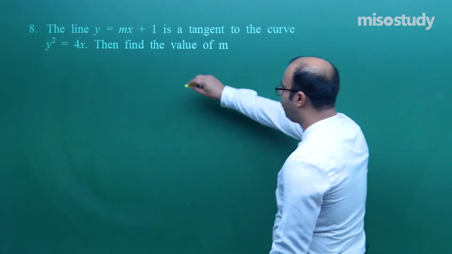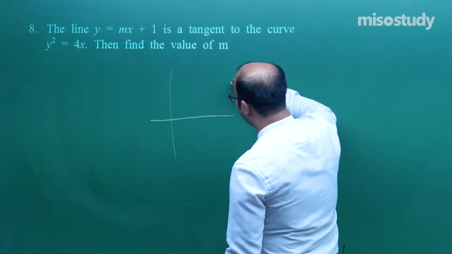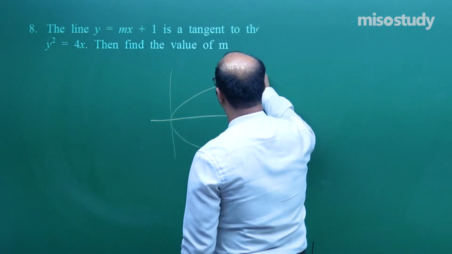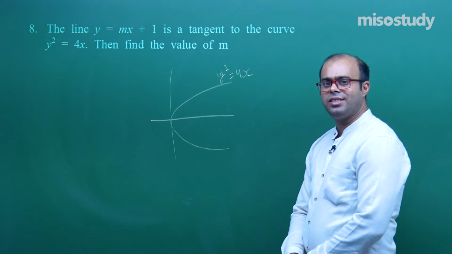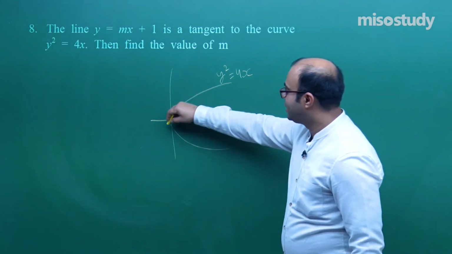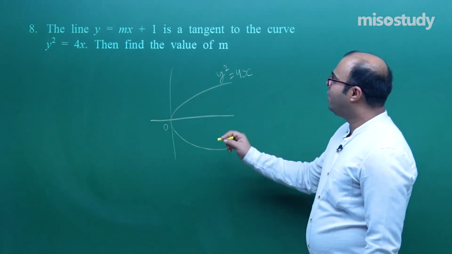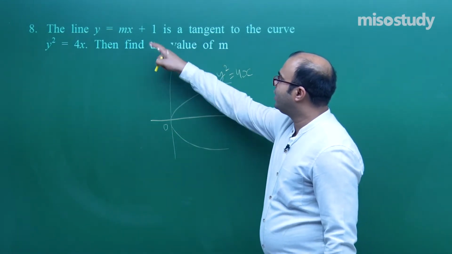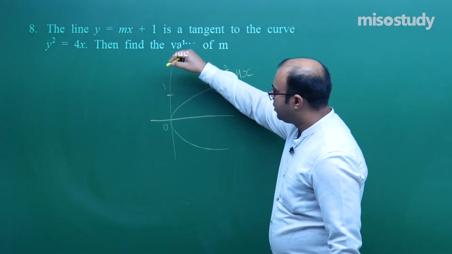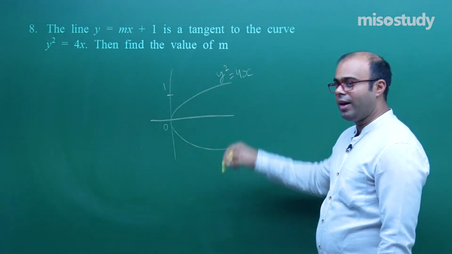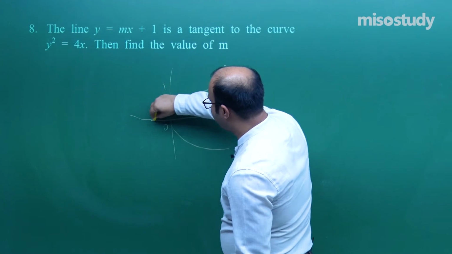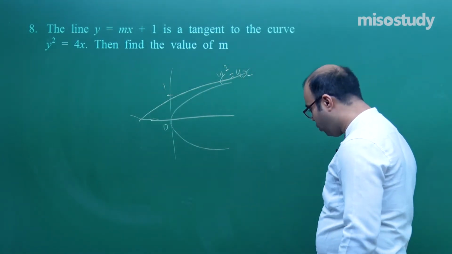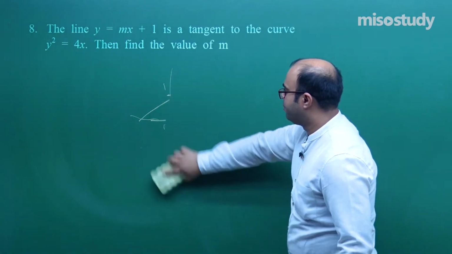Y square is equal to 4x is a graph. To understand it more clearly, though you can solve it without drawing the graph, y square is equal to 4x is the right opening parabola whose vertex is at the origin. The line y is equal to mx plus 1 is a tangent to the curve. So this plus 1 is the y intercept where the line intersects the y axis. So the graph would be something like this. It will go something like this. It will touch this graph, y square is equal to 4x. So this is a rough diagram which I have drawn here.